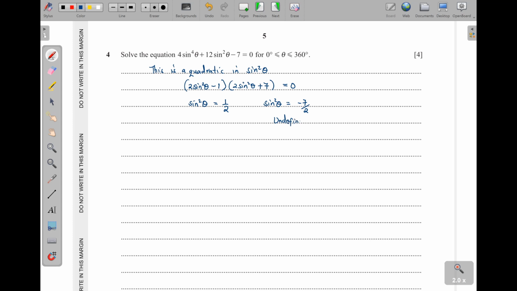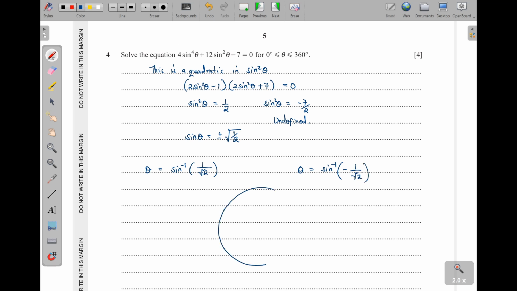Now from here, of course, this one is undefined because you are not going to get the square root of this one. You see that? It's not a real value. It is going to be a complex number. So our sine of theta is going to be equal to plus or minus the square root of 1 over 2. Because whenever you take the square root, you have plus or minus. So meaning theta is going to be equal to the arc sine of first the positive one, 1 over root of 2. And then also the other one, theta is going to be equal to the arc sine of the negative 1 over root of 2.